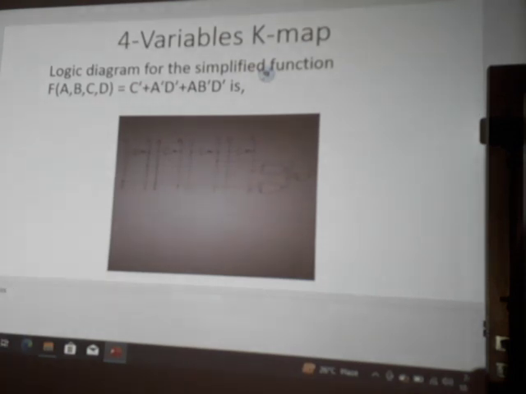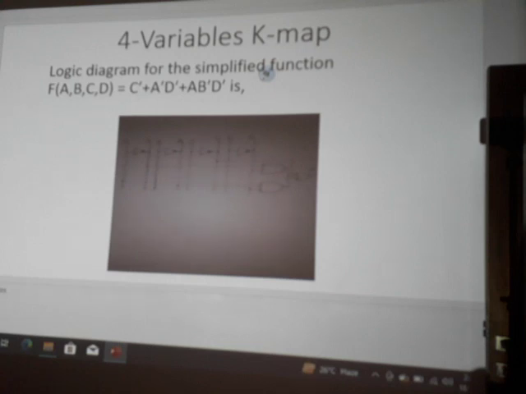f(A, B, C, D) is equal to C dash plus A dash D dash plus A B dash D dash. Now this is our simplified function. So this function represents that we will need two AND gates to implement it and to draw its logic diagram.